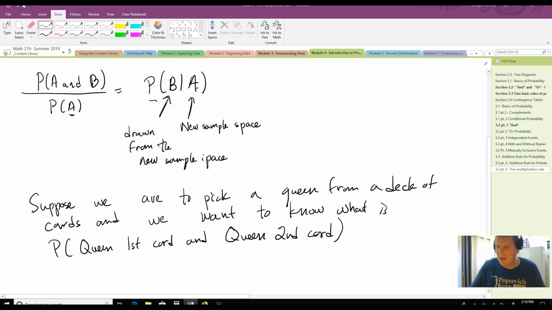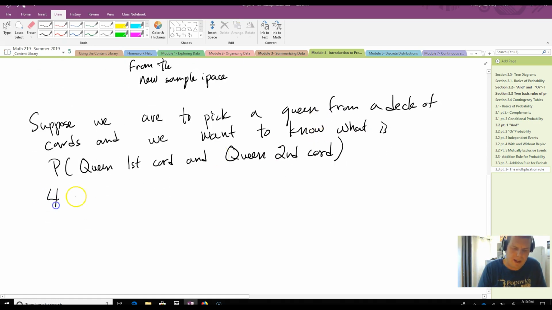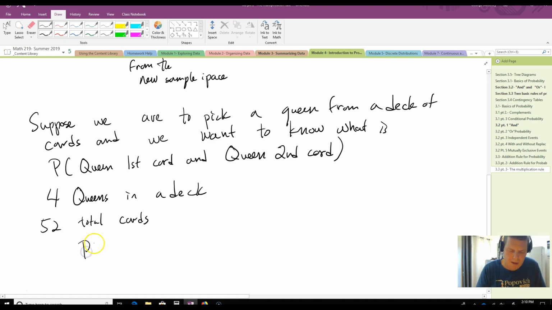All right, so let me talk a little bit about how this card stuff works. There are 4 queens in a deck, and there are 52 total cards. So the probability of picking a queen is going to equal 4 out of 52. Now I should say we're going to do this without replacement because that's going to end up being important. So I have 4 out of 52 for the probability of picking a queen.